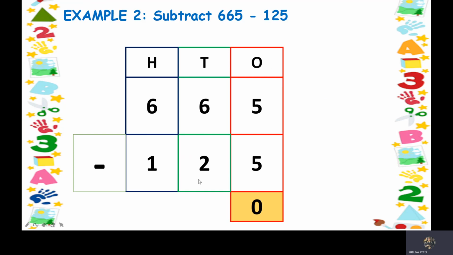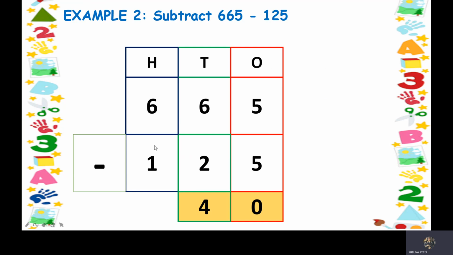Let's go to the tens column now. We have 6 and 2. Smaller number is 2 and bigger number is 6. So let's count on our fingers from smaller number till bigger number. We'll get 3, 4, 5, 6. So the answer will be 4.